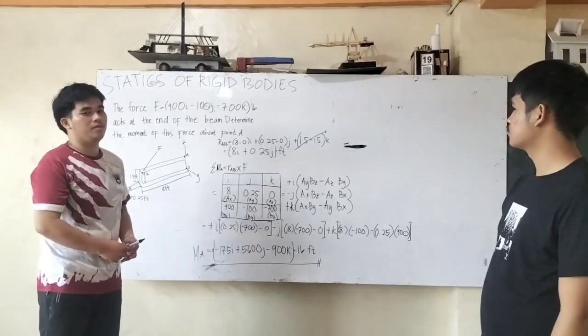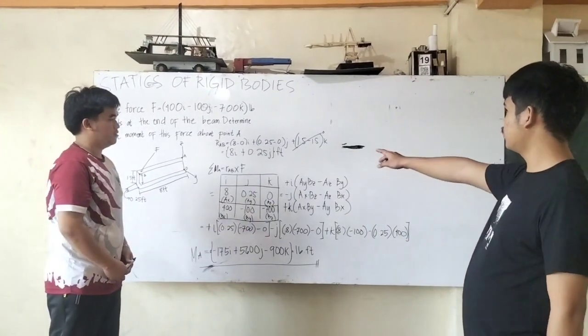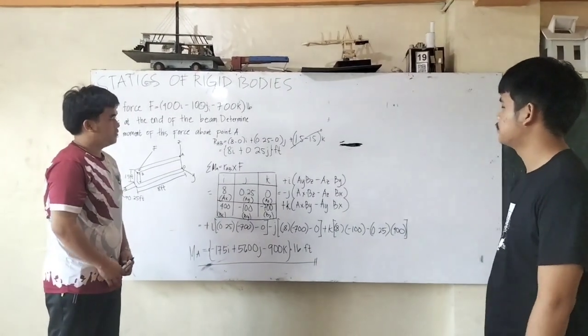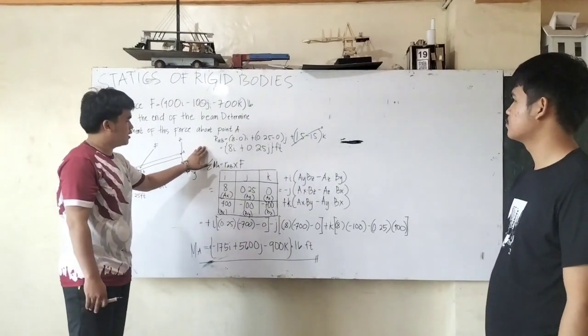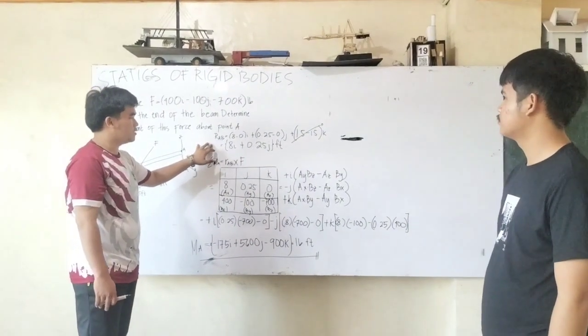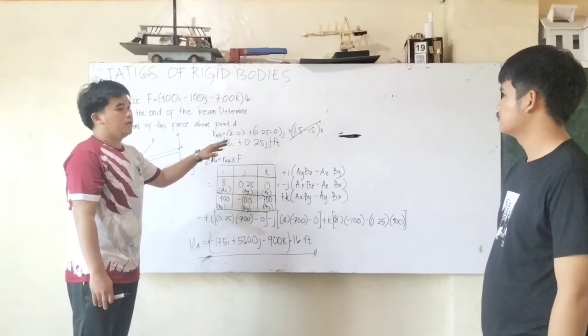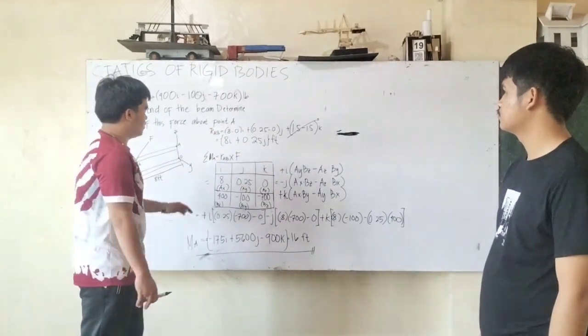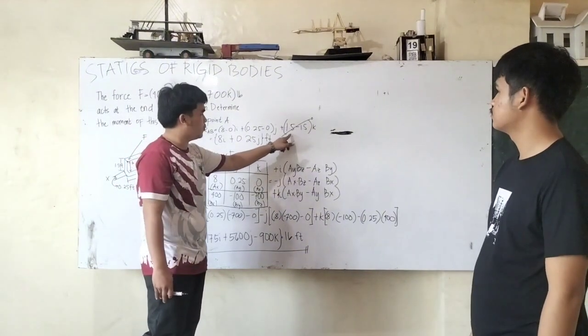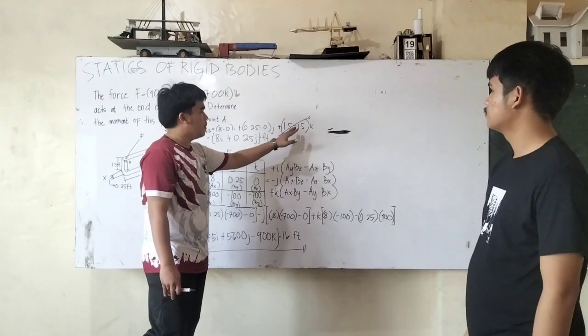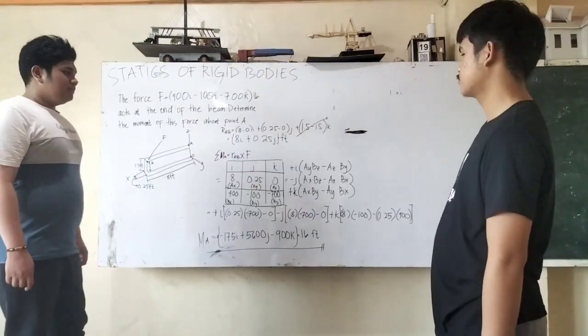Do you have any questions? Why did you not include the variable k? Since we need the resultant for points A and B, we don't need the variable k, since 1.5 minus 1.5 is equal to 0.